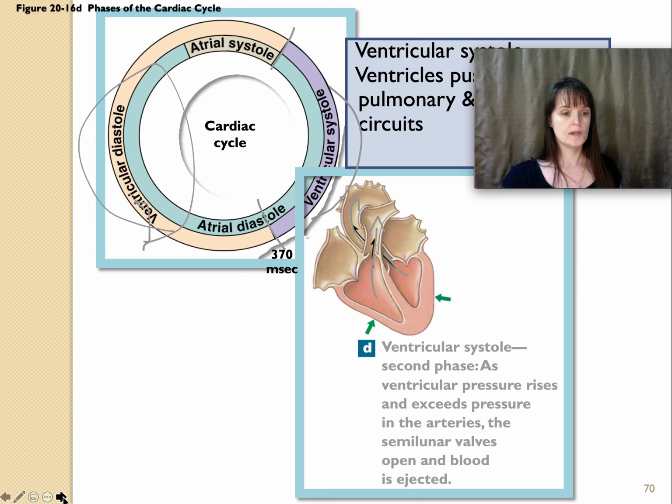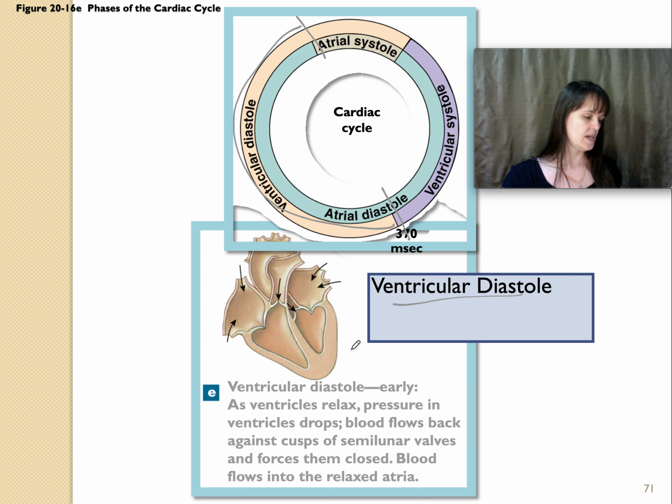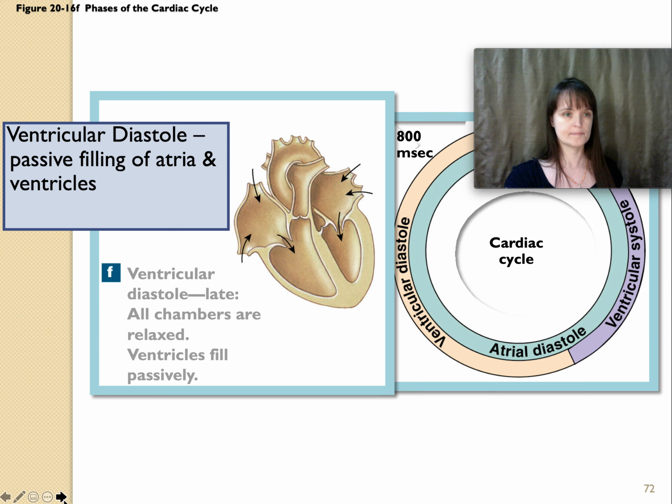Next, the heart enters ventricular diastole. So now, for the last of a normally timed heart cycle at rest, the last half of the cardiac cycle, we have passive filling in both the atria and the ventricles. And what marks the beginning of the next cardiac cycle? Atrial systole.